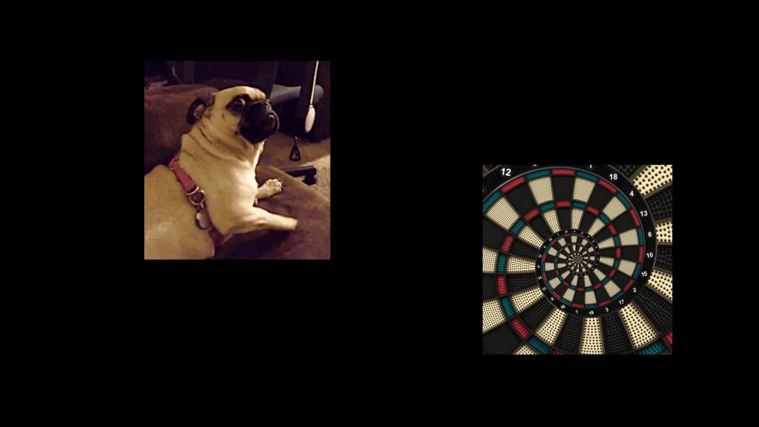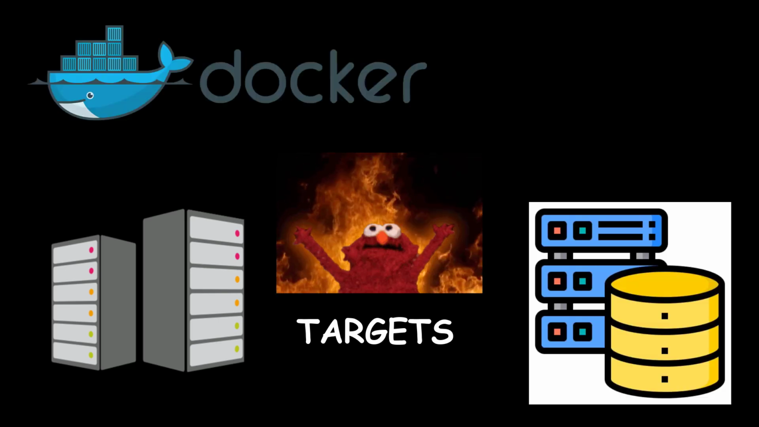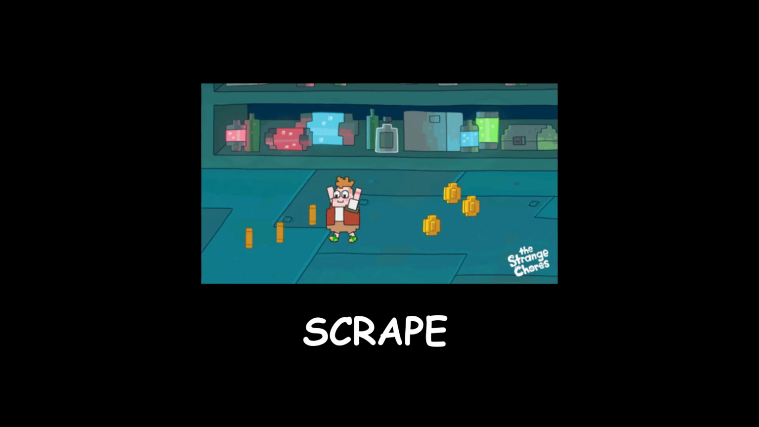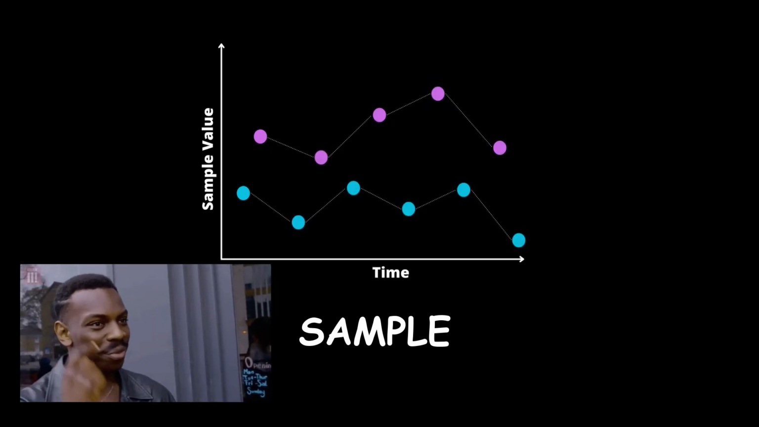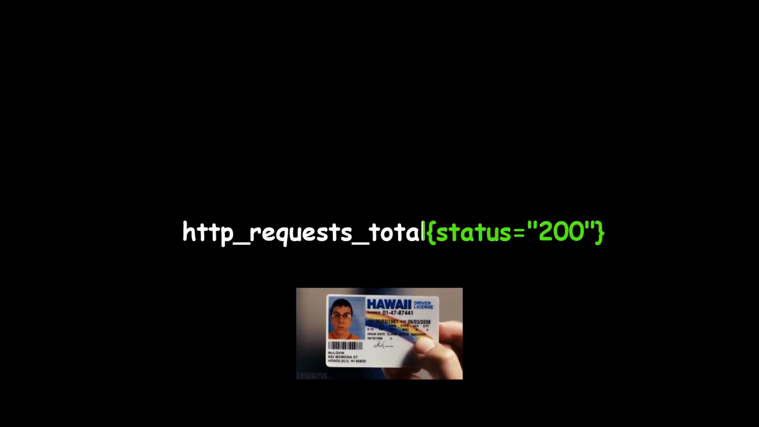So what is a target, and what do I mean by scrape? Targets are anything that can be monitored. Think servers, containers, databases, or even applications. And scraping is the process of Prometheus collecting metrics from your targets, by default, every minute. Each scrape collection is known as a sample, and all samples collected are appended and stored as time series. Every time series is uniquely identified by a metric name and optional labels.